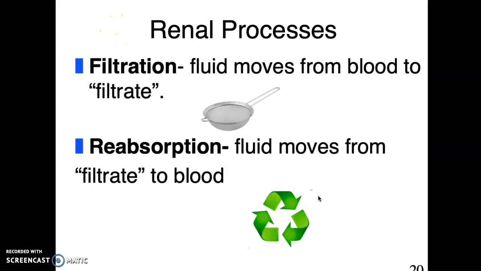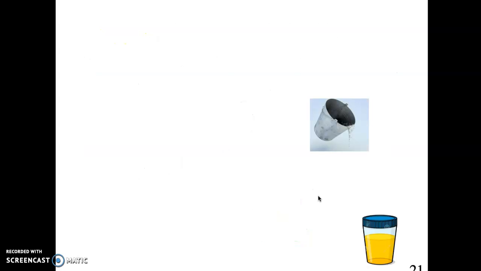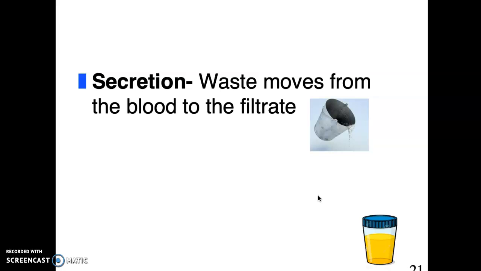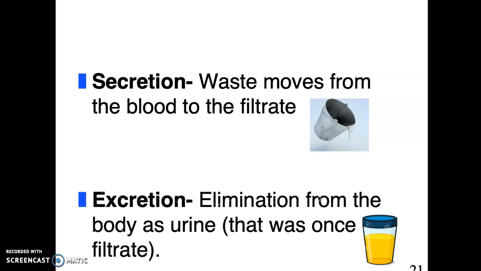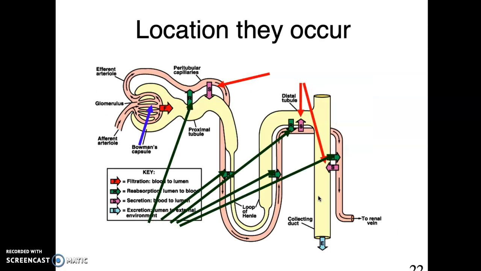And so one's like recycling and one's like a sieve, like filtering. And then secretion, the waste moves from the blood to the filtrate, even though it wasn't really ever filtered from the beginning. And then excretion, which is elimination from the body. That is urine, right? It was once filtrate, and now we're going to call it urine. So those are the processes.